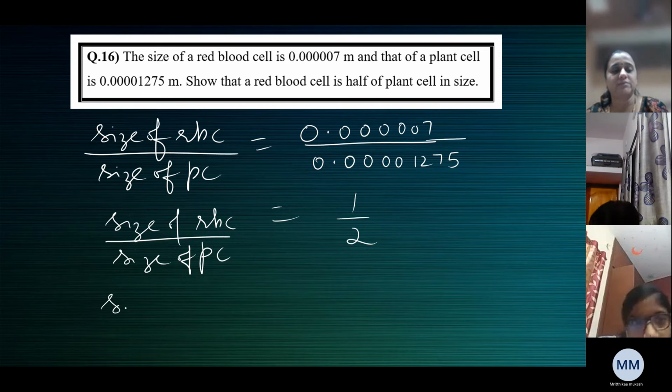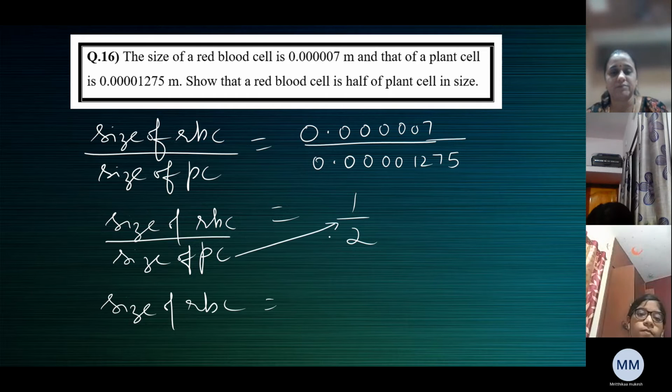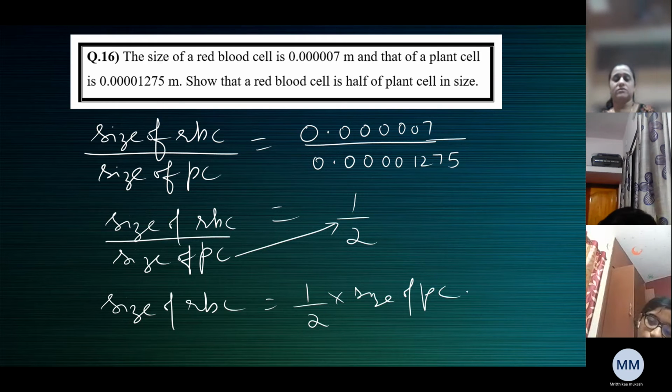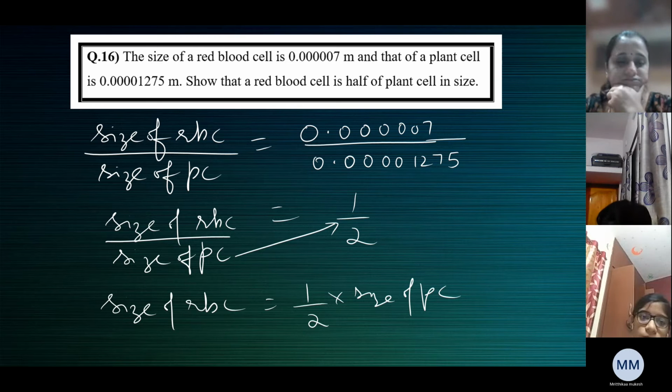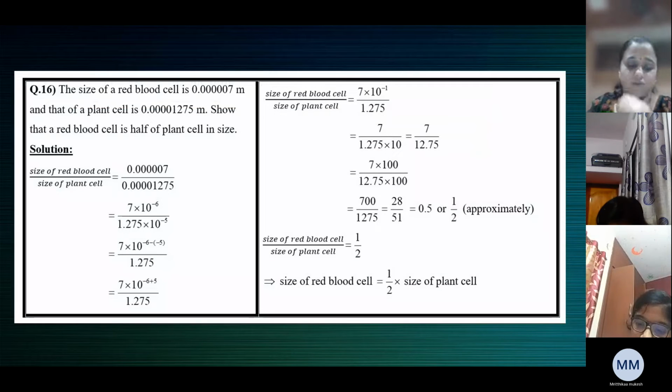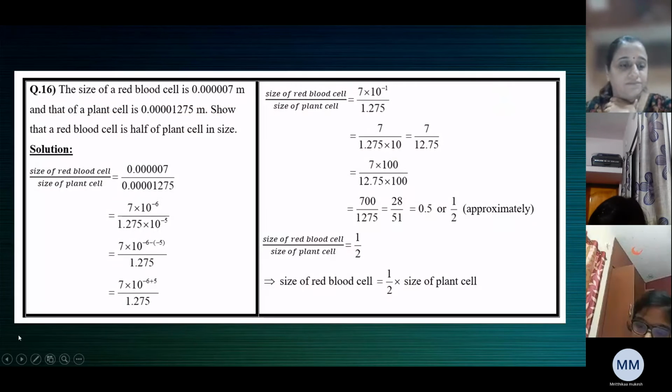So when you cross multiply, you get size of RBC is equal to half into size of PC. That's what you had to prove. Half into size of PC. Okay, so we'll see that here.